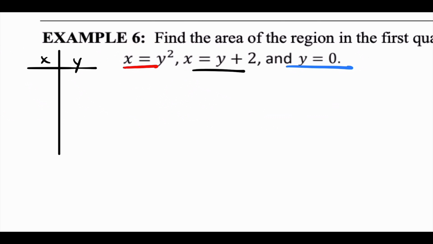1, 2, 3, 4. 1, 2, 1, 2. Let's see. 4, -2. This graph might look familiar, but it's probably something you're not used to seeing.